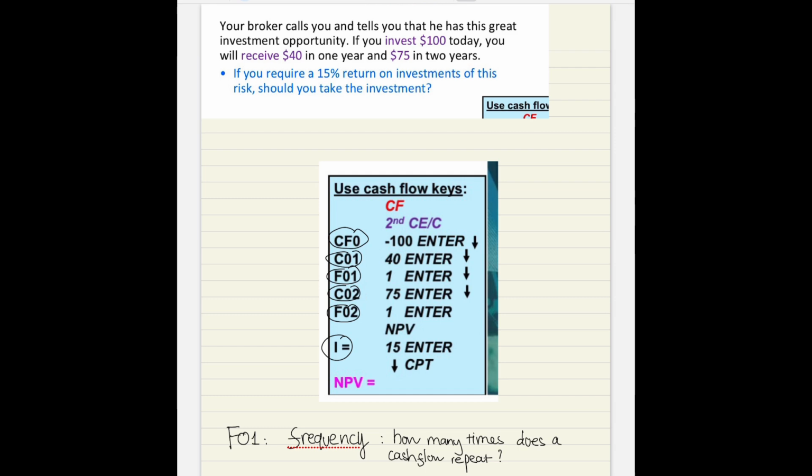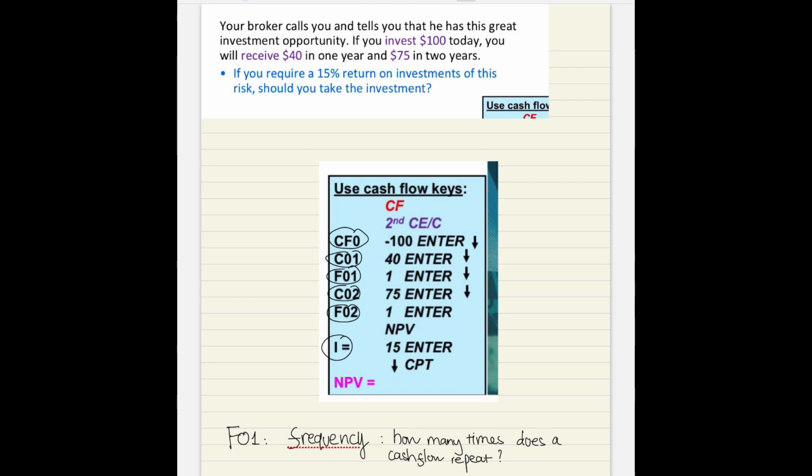So let's get started. These are the inputs that are shown on the slides, Tracy's slides. And just a note, what is FO1? A lot of people ask me, Andy, I don't understand what is FO. To explain it easily, F means frequency, and my definition is how many times does a cash flow repeat?